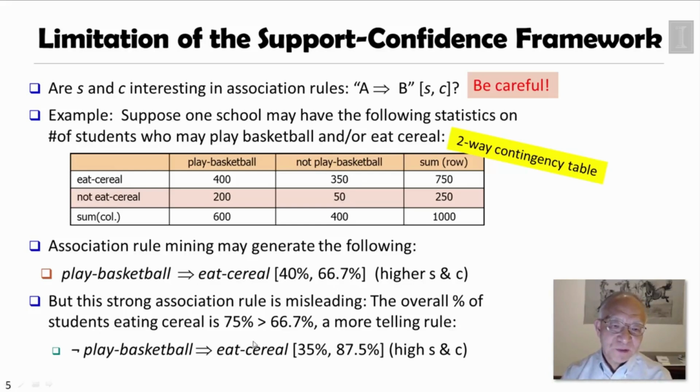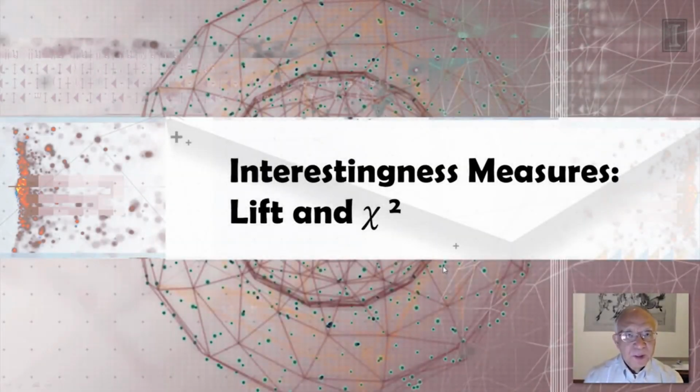If you recommend these two rules to the cereal company, they will get confused. They will say, the first rule says I had better give them free basketballs because if they play basketball, they eat cereal. The second rule says I had better take their basketballs away because if they do not play basketball, they actually eat cereal even more. Which one is right? Let's examine it. We have learned that support and confidence, these two measures, are not sufficient to describe an association rule. So the problem becomes, what additional interestingness measures are good enough to describe their relationships?